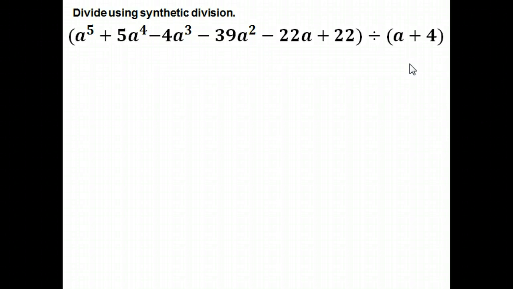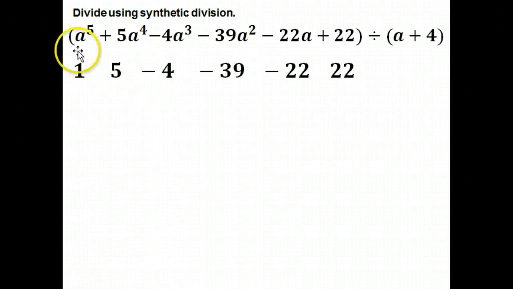And the first thing that we're going to do is write down the coefficients in front of each of these variables here. So the coefficient in front of this one is 1, the coefficient in front of this one is 5, this one is negative 4. So I'm going to go ahead and write all of those down. And here they are, and they correspond. See how this one is a 1, this one's a 5, this one's a negative 4, negative 39, and so forth, all the way through.